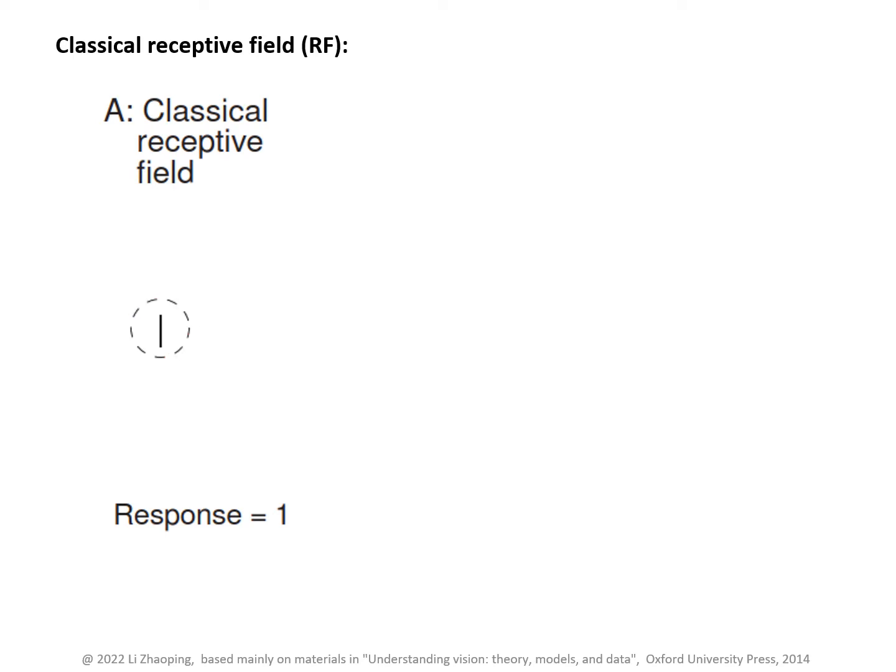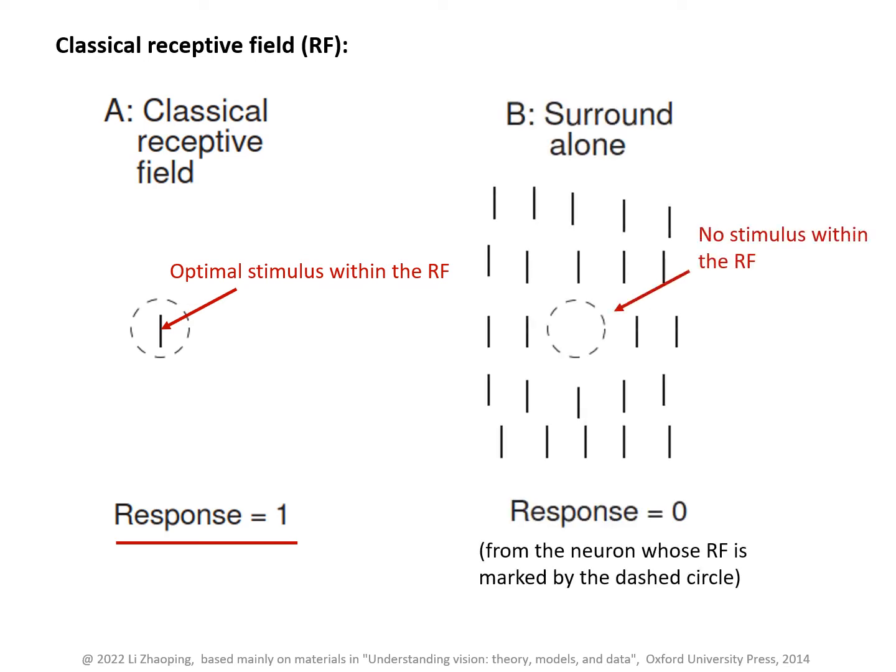This dashed circle marks the location and spatial extent of the receptive field for a neuron, and the bar inside has the preferred orientation of this neuron. Let's say that the neuron responds to this preferred stimulus with a response level normalized to 1. If nothing is within the receptive field, then the response from the same neuron should be 0. It would not make a difference whether the surrounding bars outside the receptive field are present or not. This is expected from the definition of the receptive field.